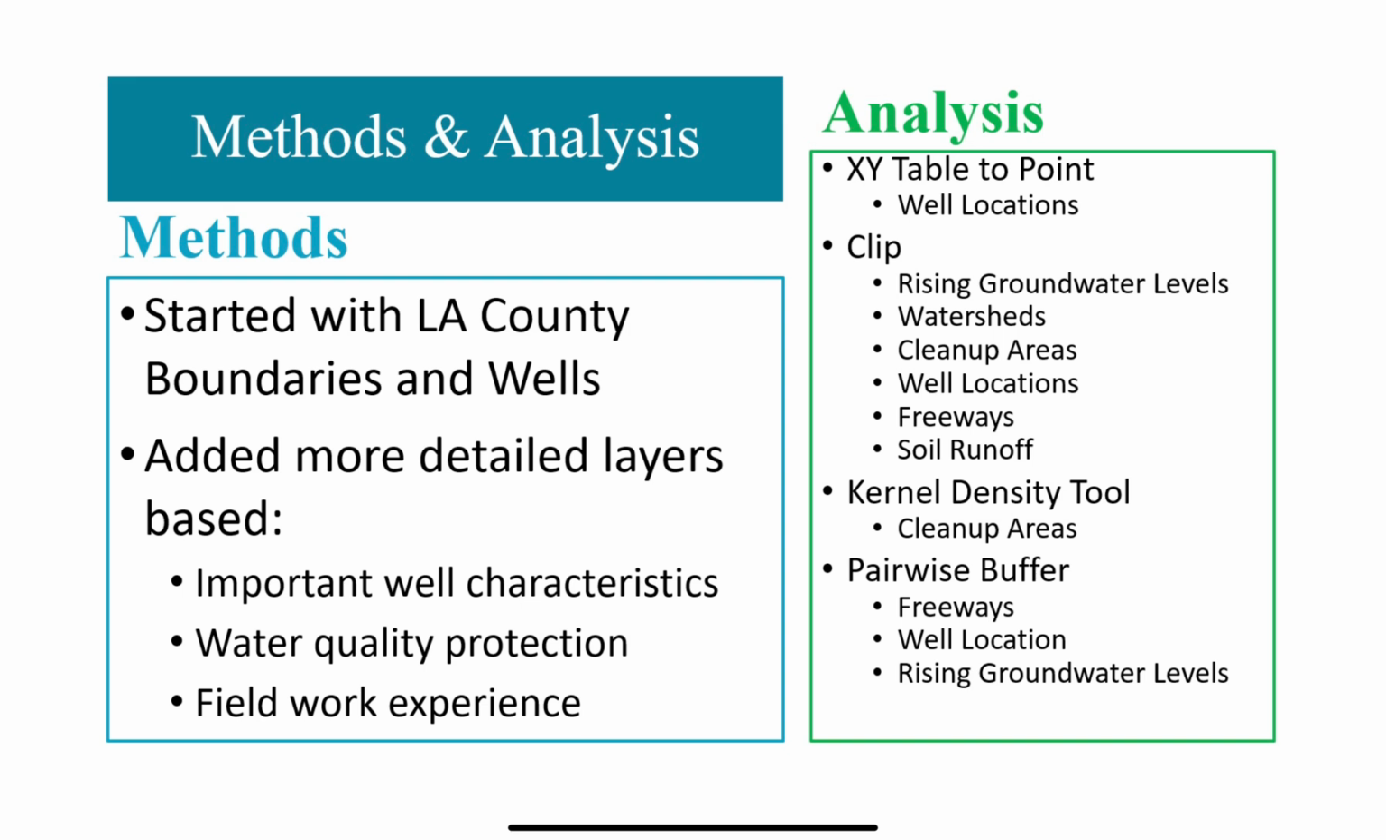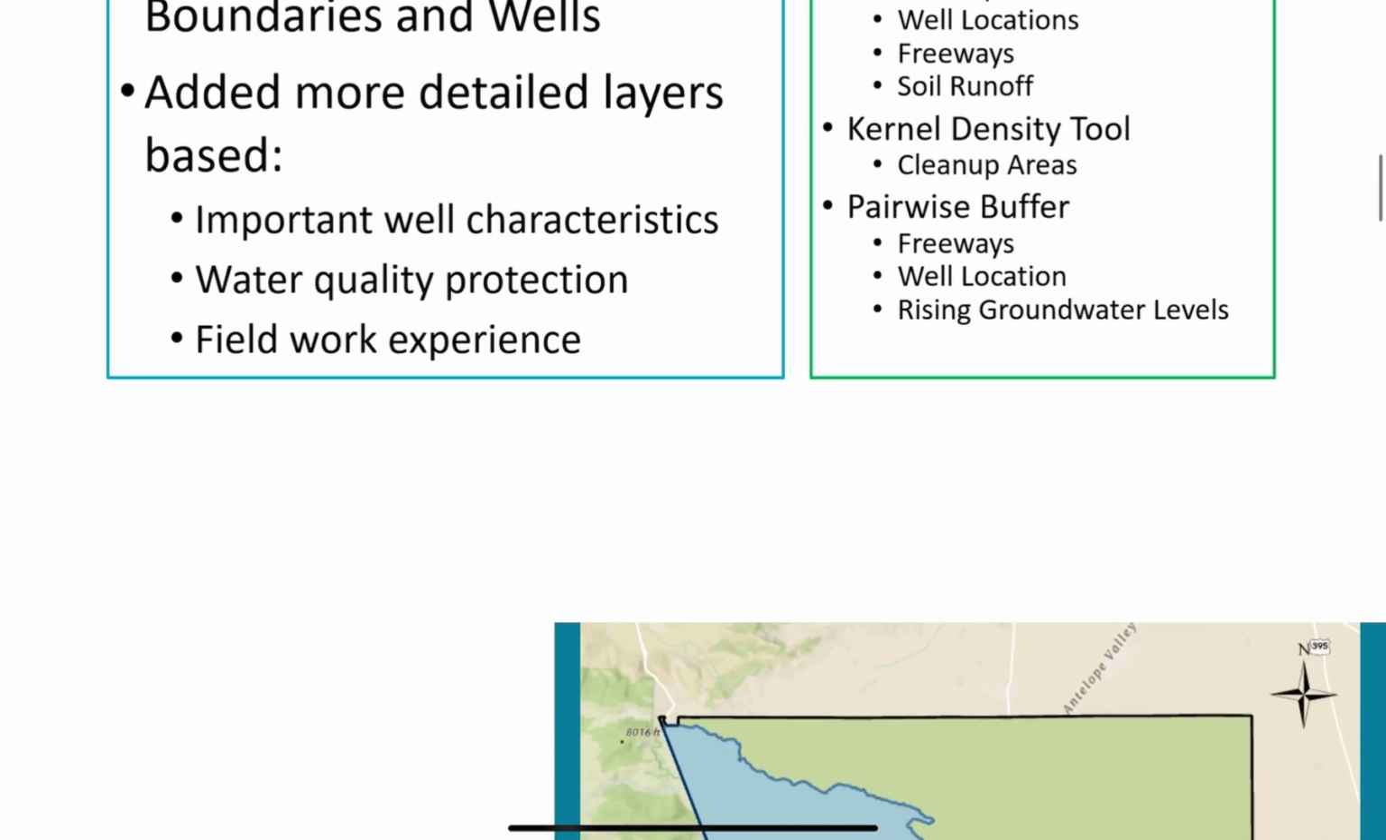For the analysis, I started with an XY table to point tool. I used this to convert an Excel spreadsheet into coordinate points. For the clip tool, I used this for almost all the layers because some of it was for the whole state of California, some of it was for the entire LA County, so I had to clip it down for either the county or the LA River watershed. I also used the kernel density tool for the cleanup areas and pairwise buffers for the freeways, the well location, and the rising groundwater levels.